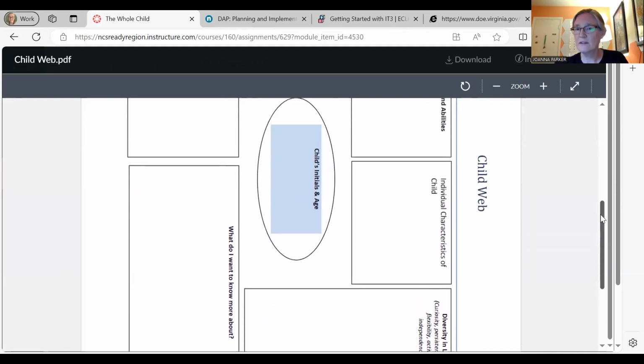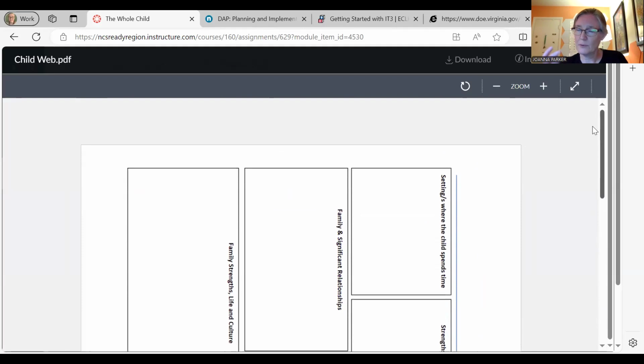And you can do this in a number of ways. You can download this and print it and just take a photo and submit a photo of it. You can also type up the information in a different format and submit that as a Word document or PDF, whatever works best for you.